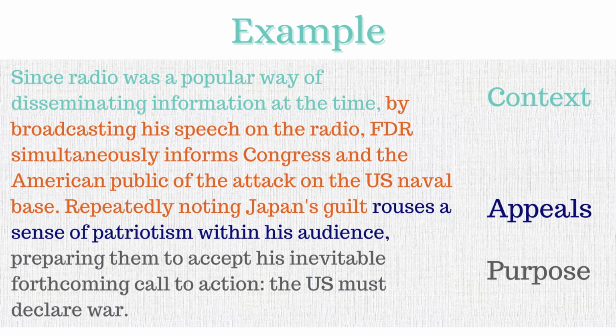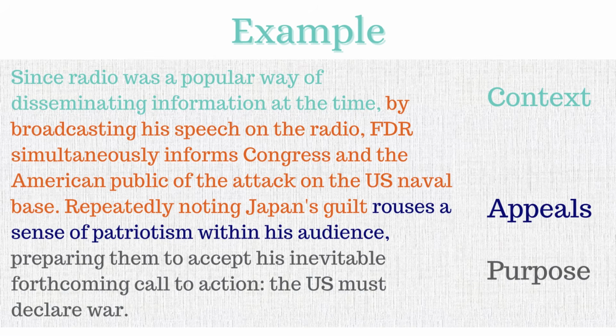Okay, so now we're starting to connect to an appeal. He's appealing to patriotism. Remember that choices create appeals. So by repeatedly mentioning Japan's guilt, he evokes a sense of patriotism within his audience, preparing them to accept his inevitable forthcoming call to action: the US must declare war. So again, I'm ending my paragraph by tying it back to the purpose.